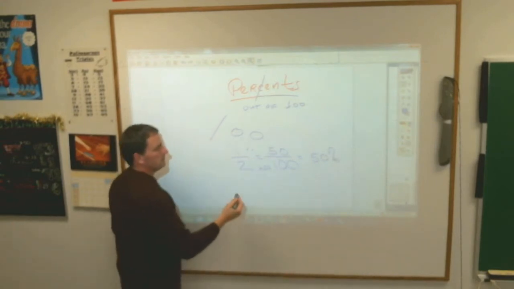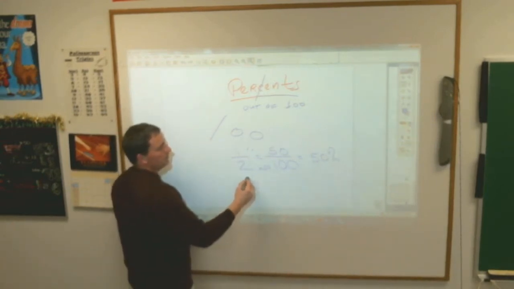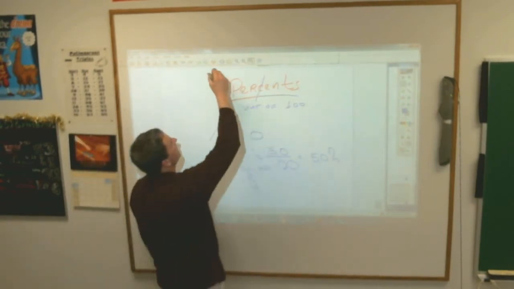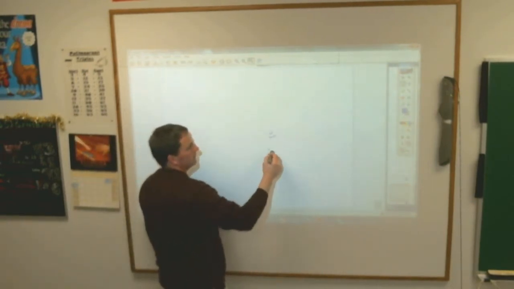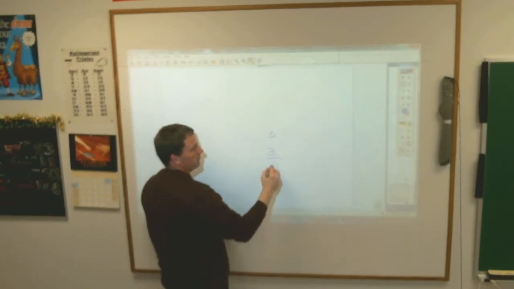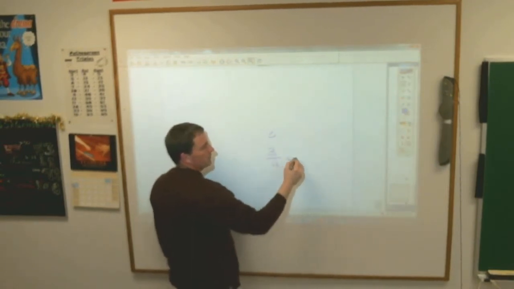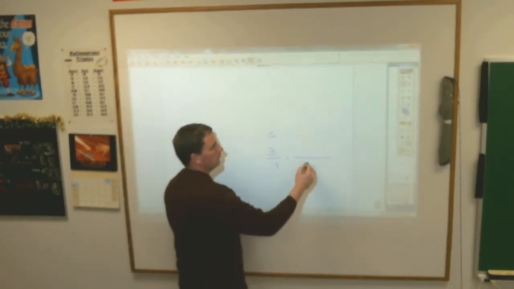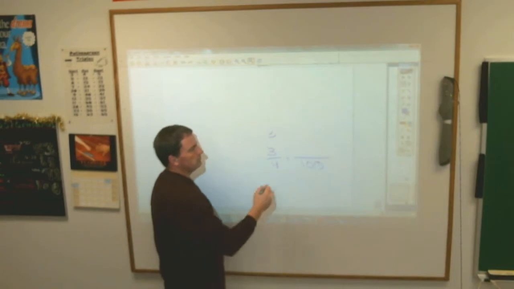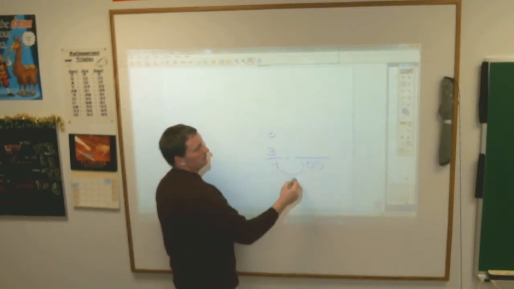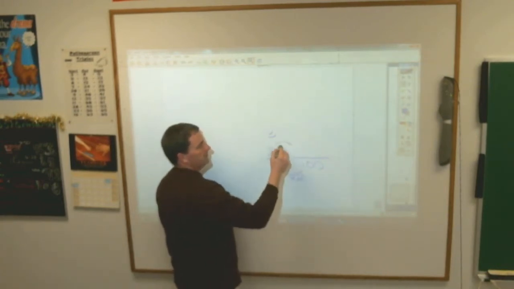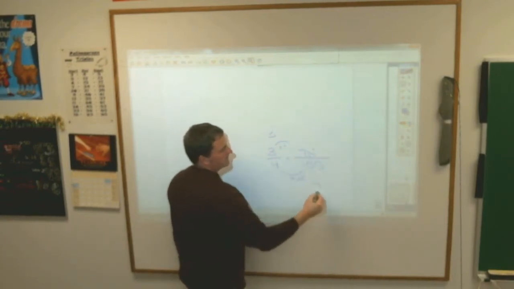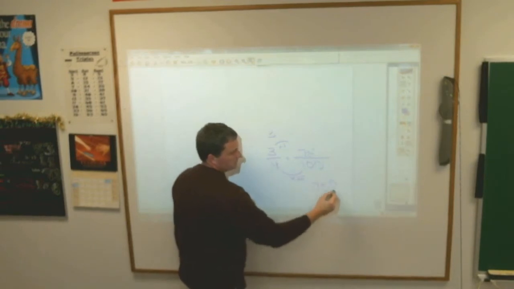Same thing if you shot 4 free throws and you made 3 of them. That's not out of 100, it's only out of 4, but we can make an equal fraction that has out of 100. How do I go from 4 to 100? Multiply by 25, and 3 times 25 is 75. So we have 75%.